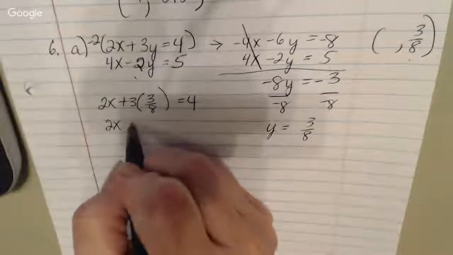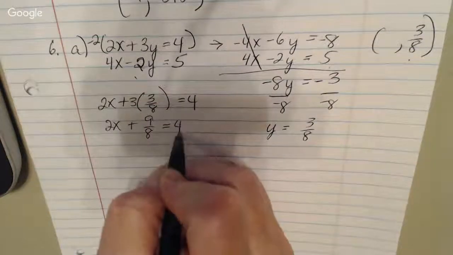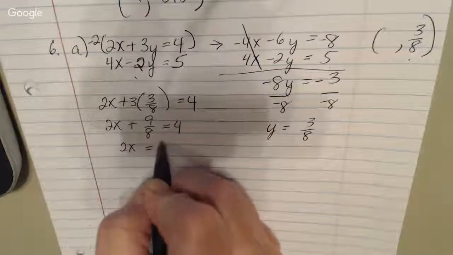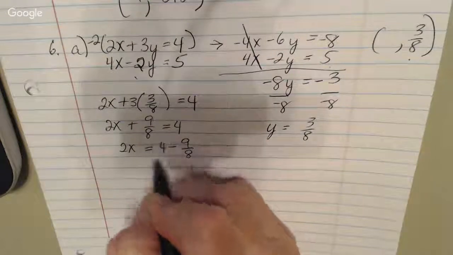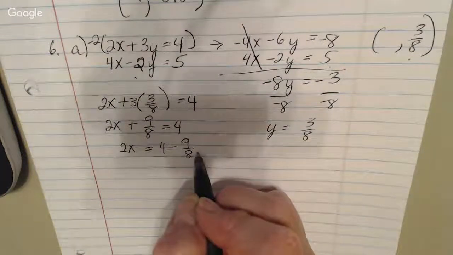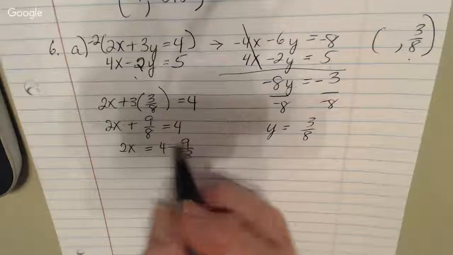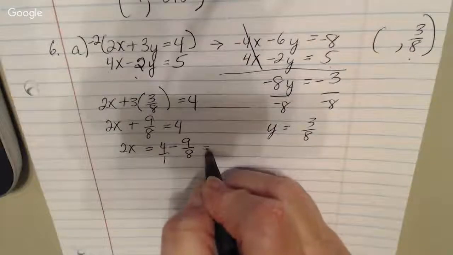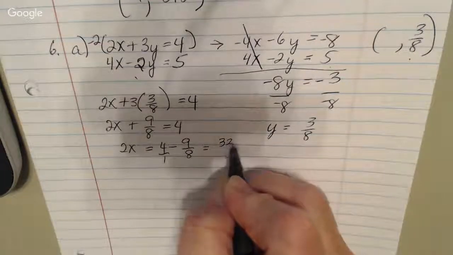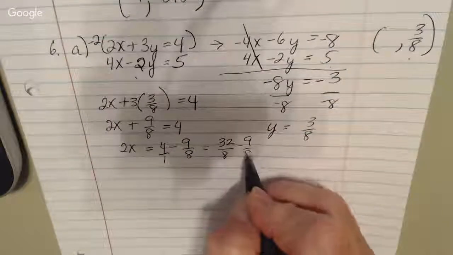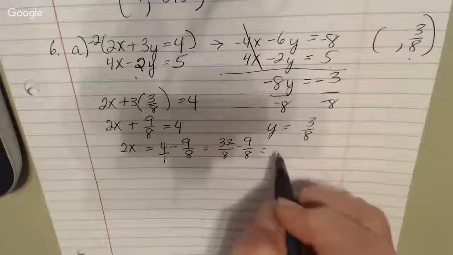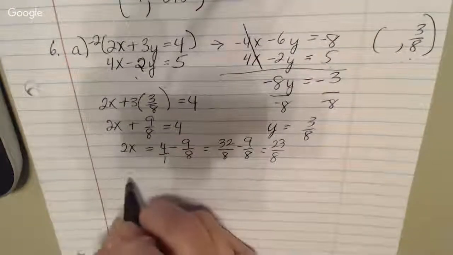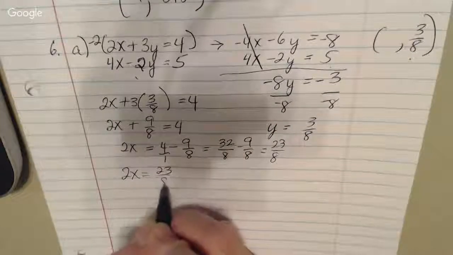So I got 2x plus 9/8 equals 4. I'm going to subtract the 9/8 from both sides. I'm going to have this, right? I got to do this either in my calculator the way I showed you, or do it by hand by creating this as a common denominator fraction. So I'd end up with 32/8 minus 9/8. And I get 23/8. But remember, this is 2x equals 23/8. So now I'm dividing by 2.